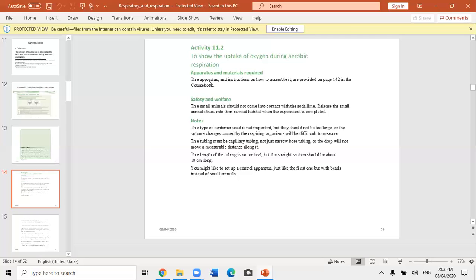They have to show that we're using, for example, soda lime, which absorbs CO2, and there is an oil drop that will be moved in the direction towards the apparatus. Since the wood lice, or the small animal, is respiring, it will take oxygen into its body and give out CO2. Now CO2 will be absorbed by the soda lime. That's why the oil drop will be moving toward the apparatus.